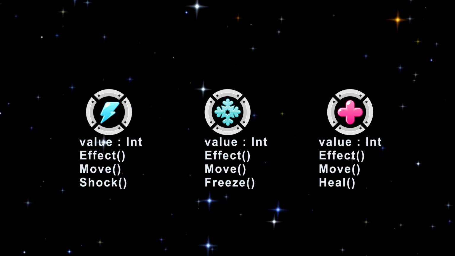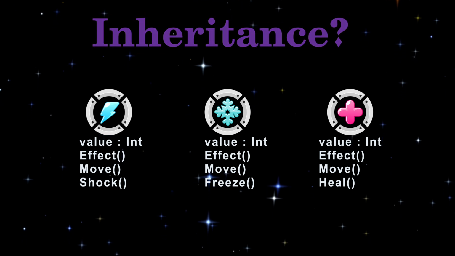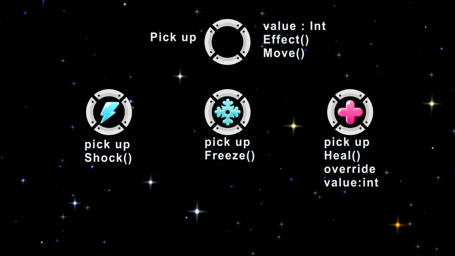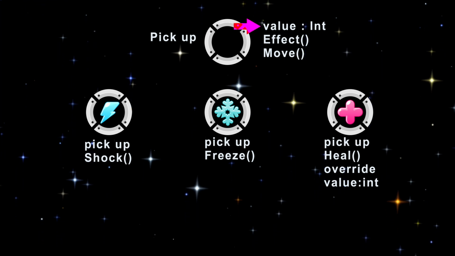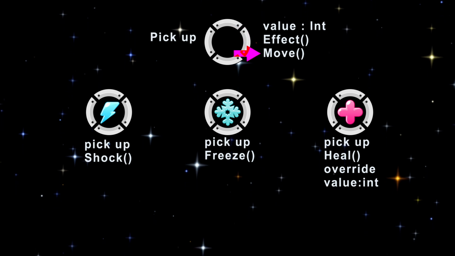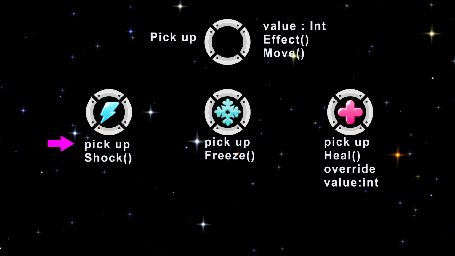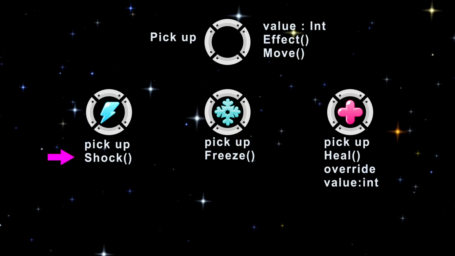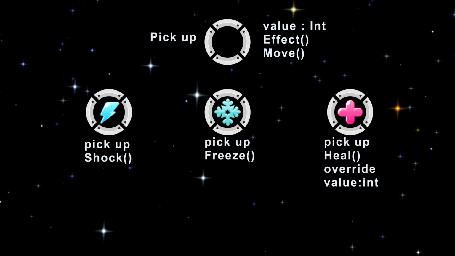So there's an easier and more efficient way to do this. We can use inheritance. One way we could do this would be to code a pickup that would have all the functions that are common to all the pickups, like the value, the effect function, and the move function. Then, in the shock pickup, we would just inherit those common functions and properties from the pickup and only need to code the shock function. We would do the same for the freeze pickup and the heal pickup.